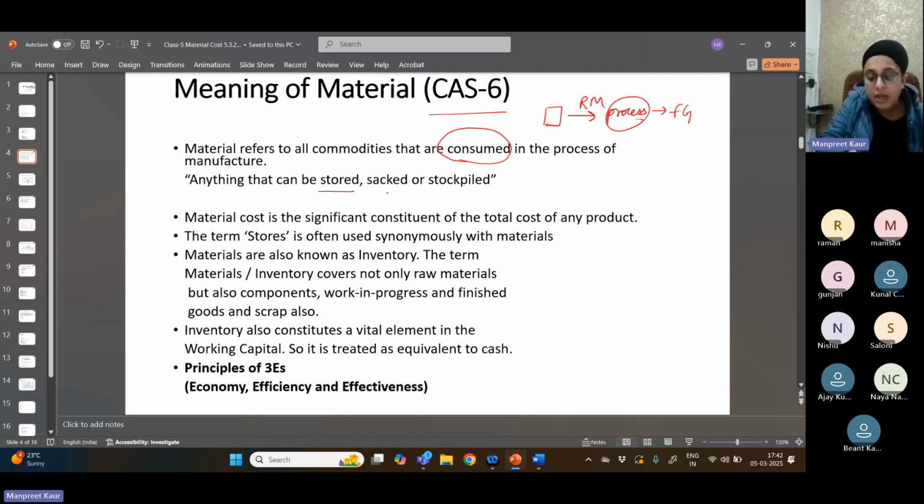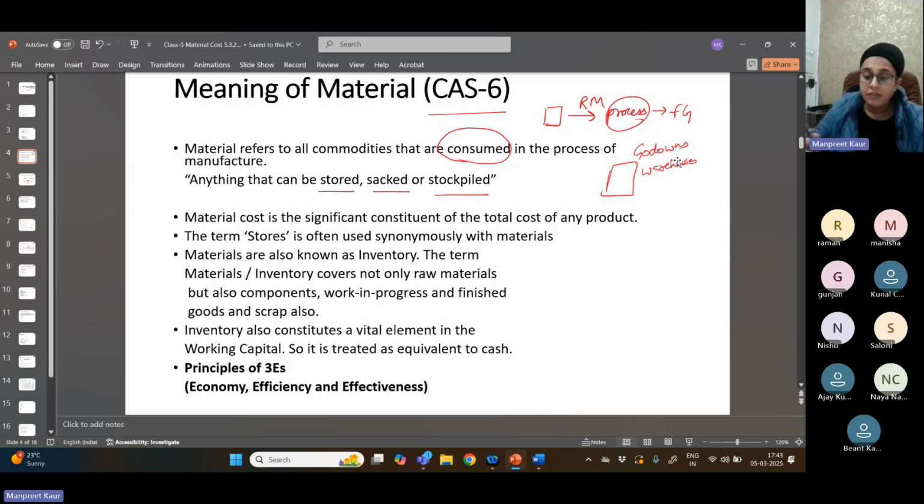Anything which can be stored, sacked, and stockpiled. We have godowns, we have warehouses for storing of the material. In manufacturing industries, we have a process. Process means conversion from raw material to finished goods. We need material. Anything which can be stored, sacked means you can pack in a box, stockpiled means we can check them. These are known as material.